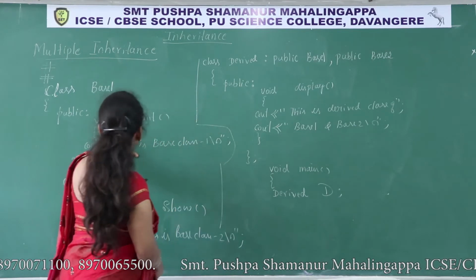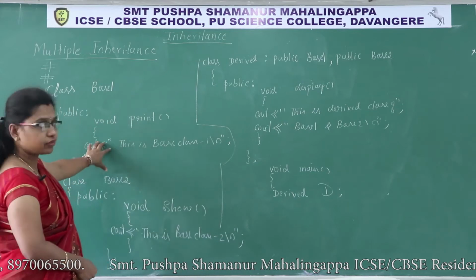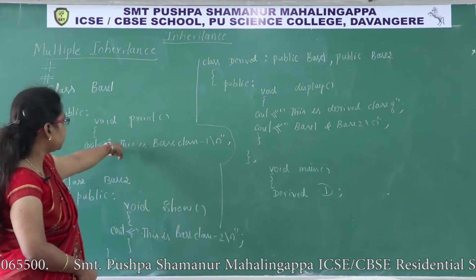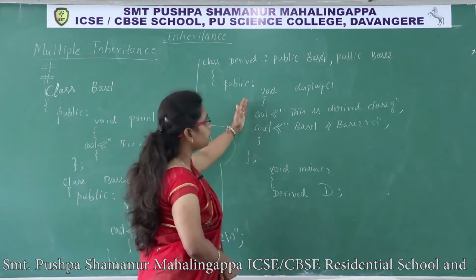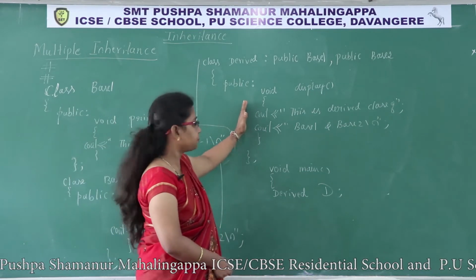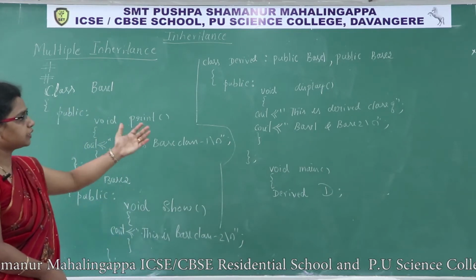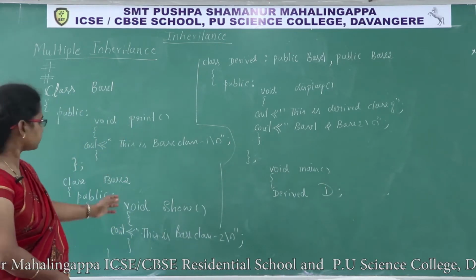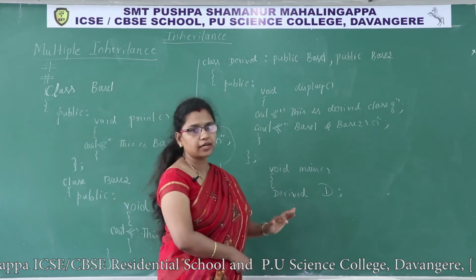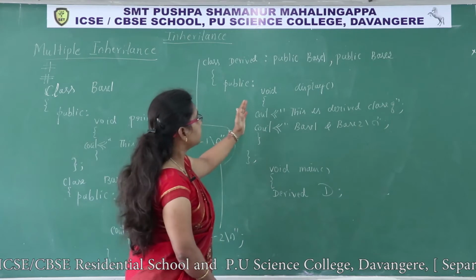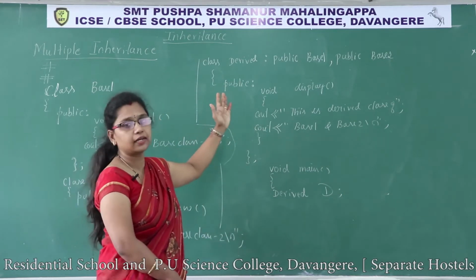That's why the public member of base 1, what is there in the public access specifier of the base 1 class? The print function is there. This print function has become a public member of this derived class. And another class, base 2, is also inherited in public mode. This show function is also inherited to the public section of the derived class. Now there are a total of 3 functions in the public access specifier of the derived class.